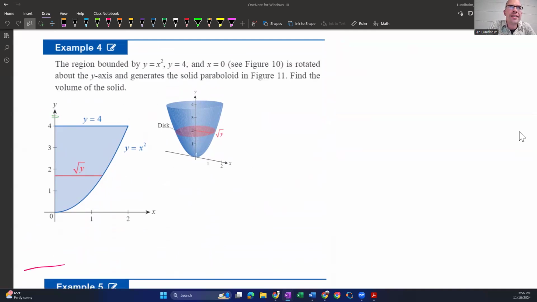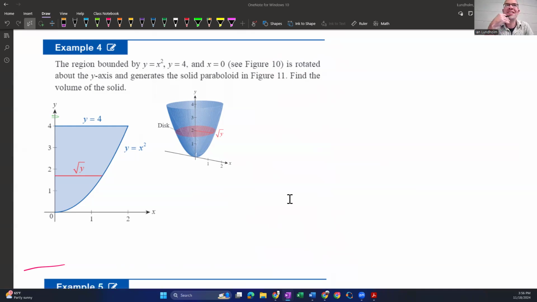All right, in this example 4, we're going to use the disk method to find the volume of this paraboloid if it was solid. So yeah, it's this area that we're rotating around the y-axis, and it gives us that solid paraboloid.